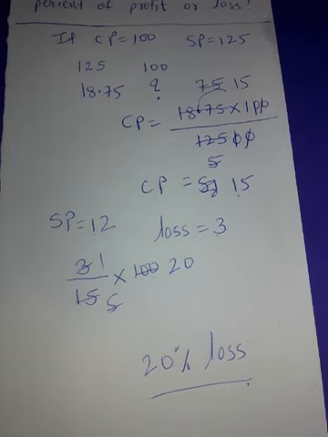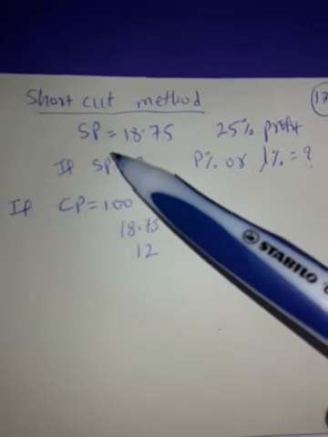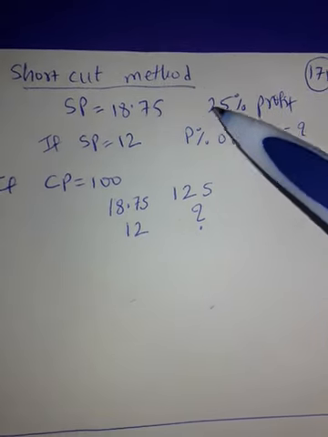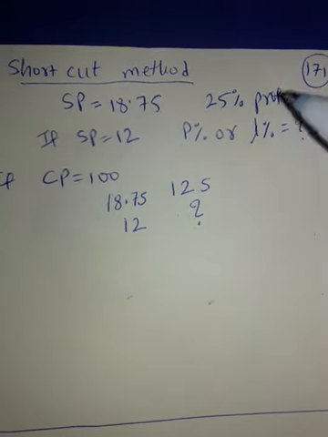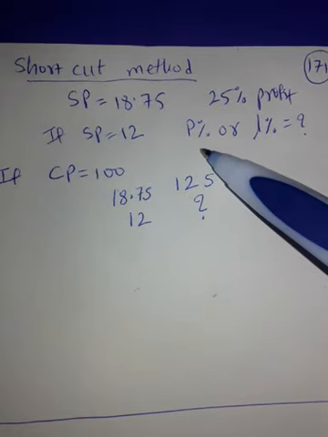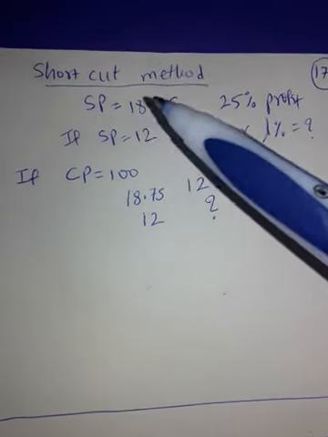Now let's see how to use the shortcut. Shortcut method. What is given to us? SP is 18.75, that is given to us. In that case profit is 25%, that is also given to us. If SP is 12, will there be profit or loss, that is the question. So how do we start the shortcut or any method?